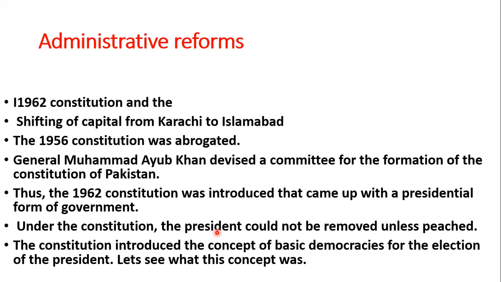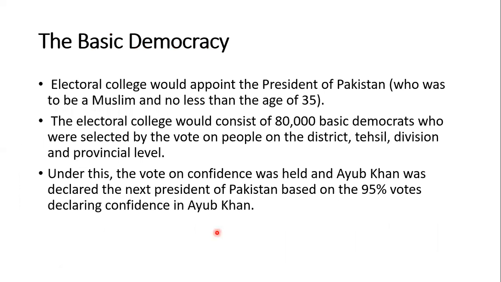The 1962 constitution is highly criticized because one rule was neglected, that is the separation of powers, that the powers should be handed over equally to all the organs of the state: the powers of the parliament, the powers of the executive, the powers of the judiciary. And this constitution was static and rigid in nature, with no relaxation and no interest for others. That's why this constitution was also considered a failure.